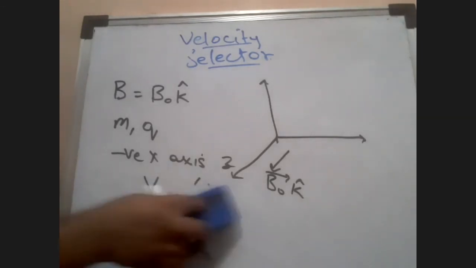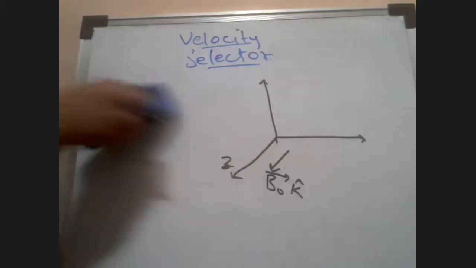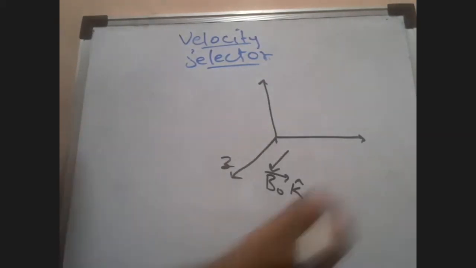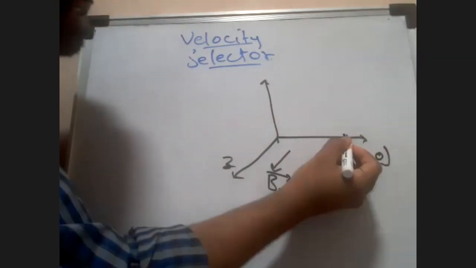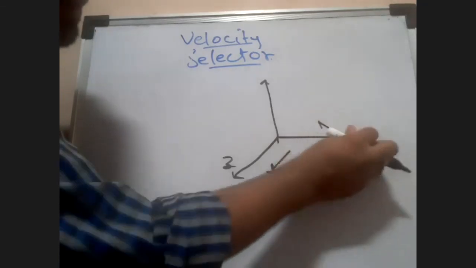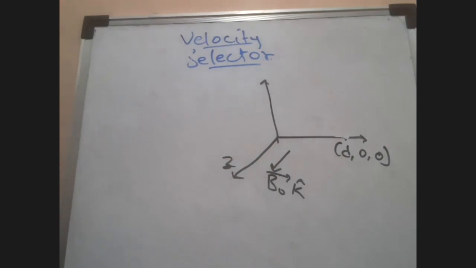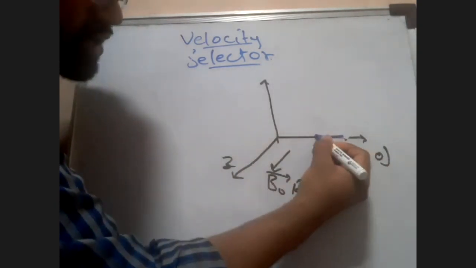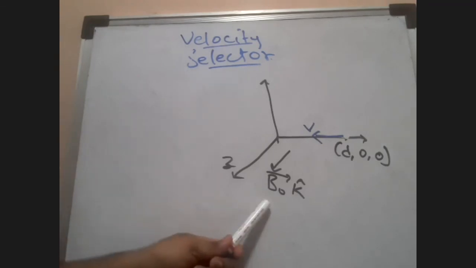So where is D, 0, 0? Is it on the negative x axis or positive x axis, students? It is on the positive x axis. The charge has been thrown with some velocity v, and it is not given that the velocity is at an angle theta, so we'll take the velocity to be along the x axis only. Velocity is like this. But you can see here, students, that the magnetic field is coming outwards.